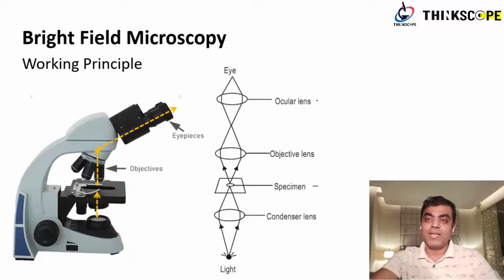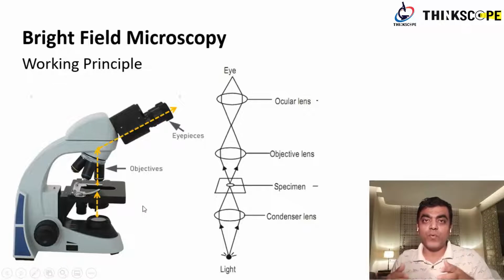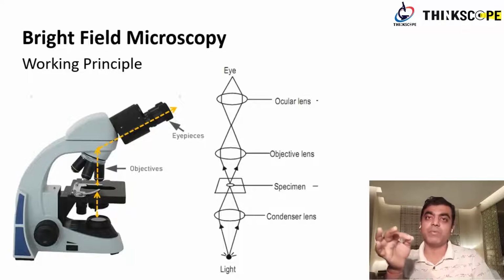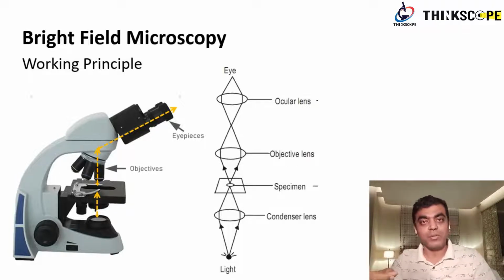Okay, now from this light source, the LED or whatever source, the light is coming, and you see the light is being focused onto the sample after passing through the condenser. So the condenser's role is to focus the light onto the sample. If the whole light does not fall on the sample, then what will happen? The light is coming, but illumination is not proper.